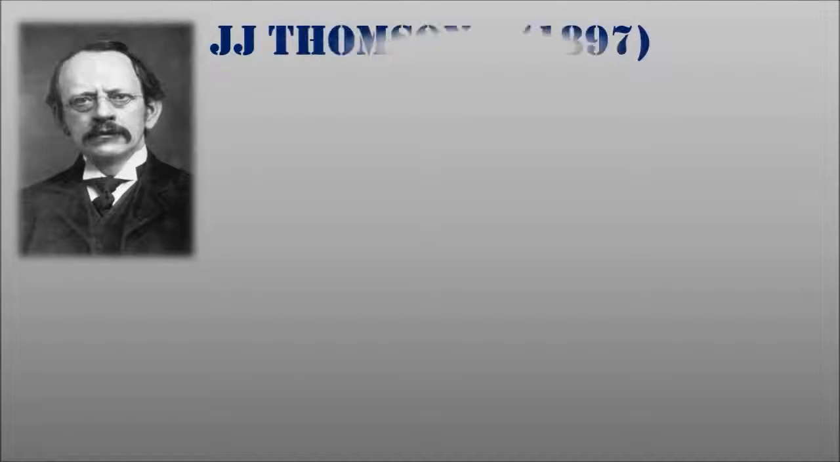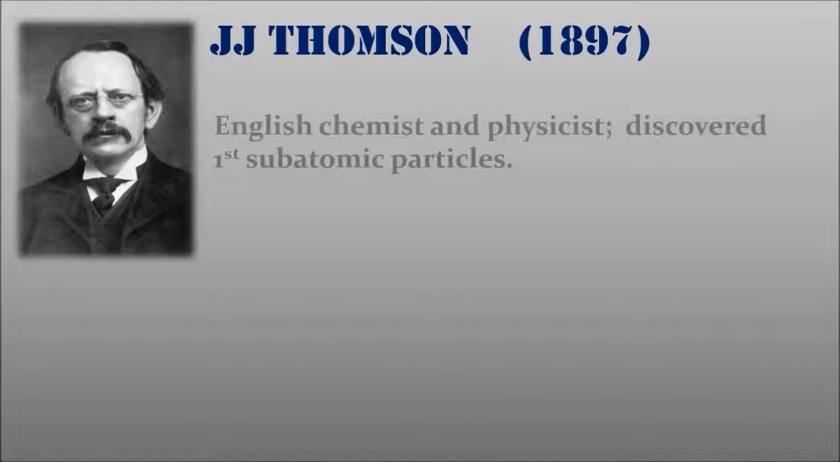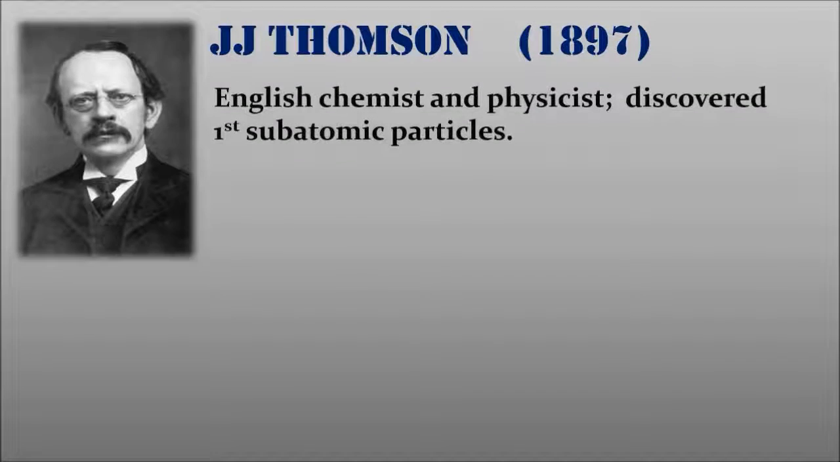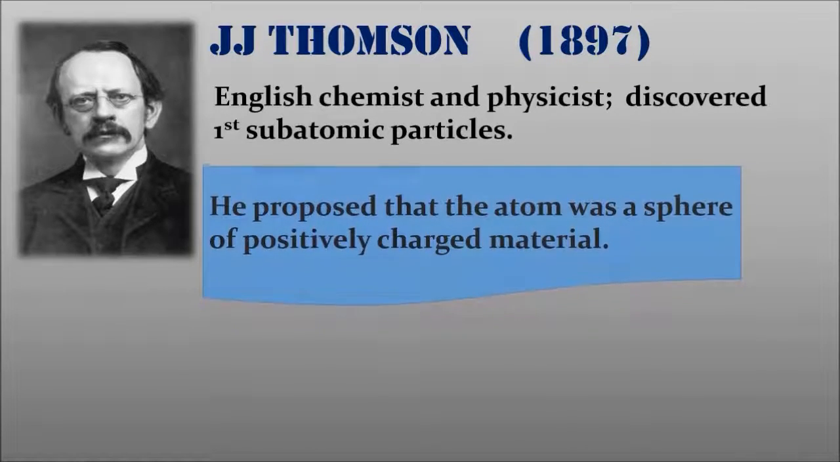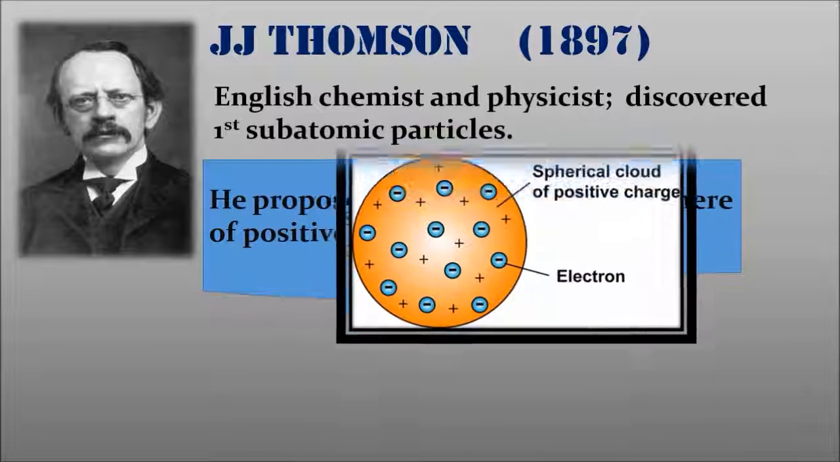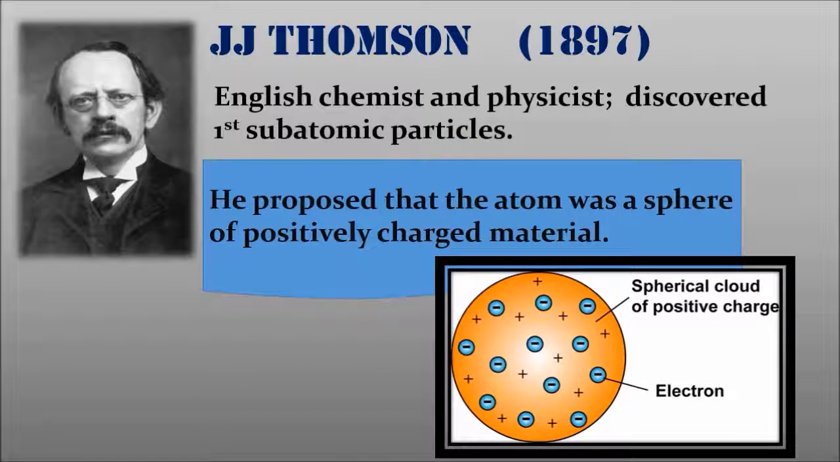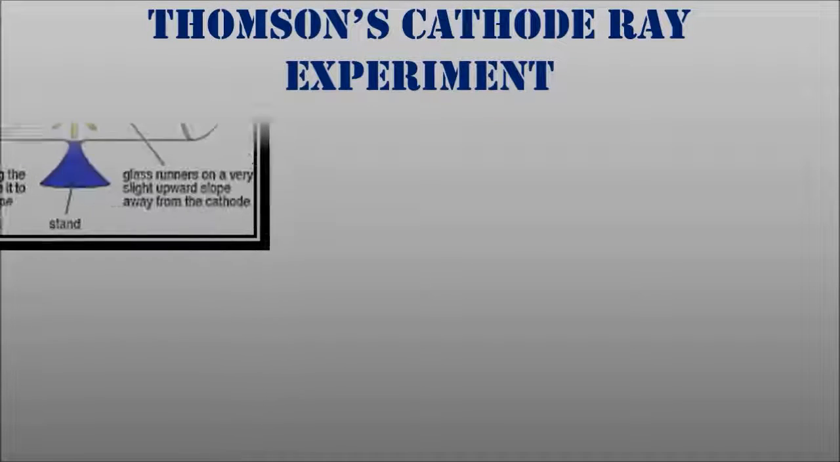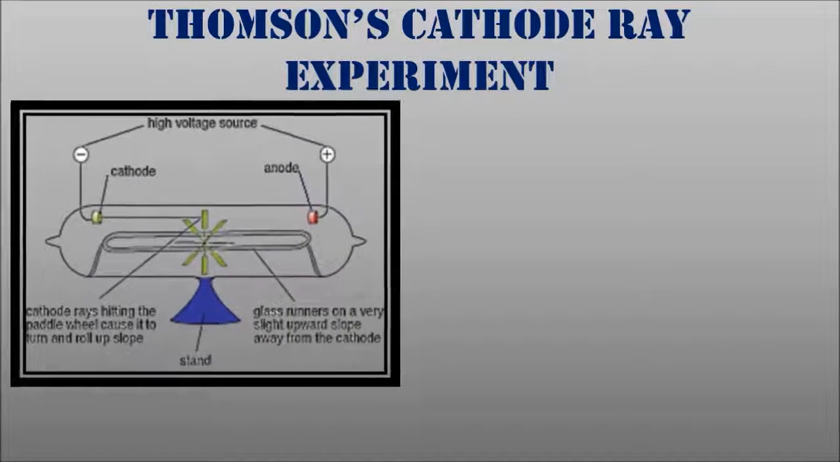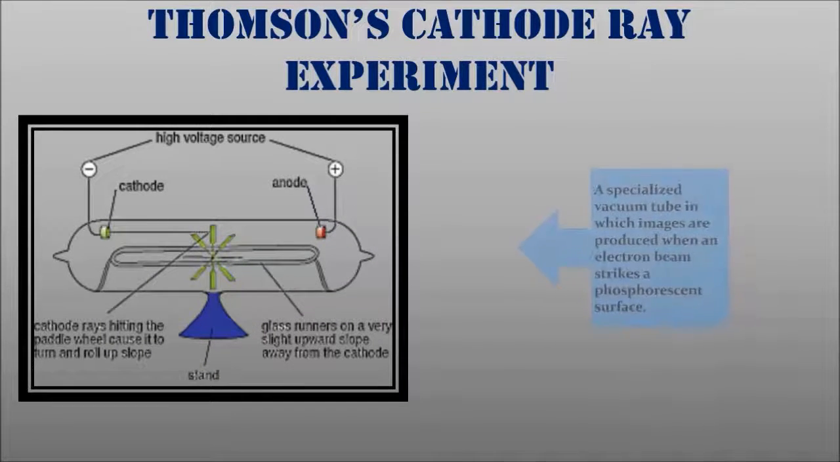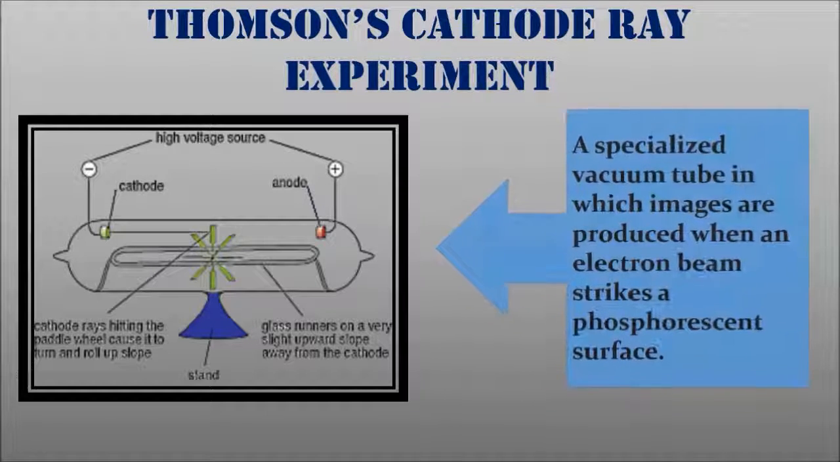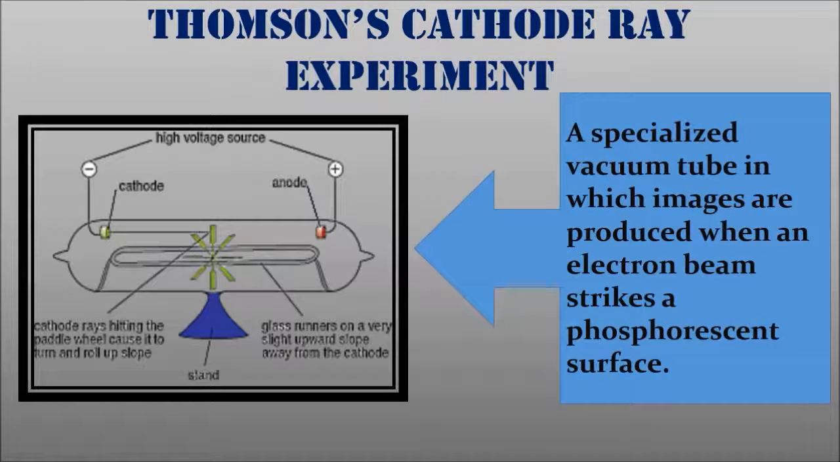J. J. Thomson, English chemist and physicist, discovered first subatomic particles. He proposed that the atom was a sphere of positively charged material. Thomson's cathode ray experiment: a specialized vacuum tube in which images are produced when an electron beam strikes a phosphorescent surface.